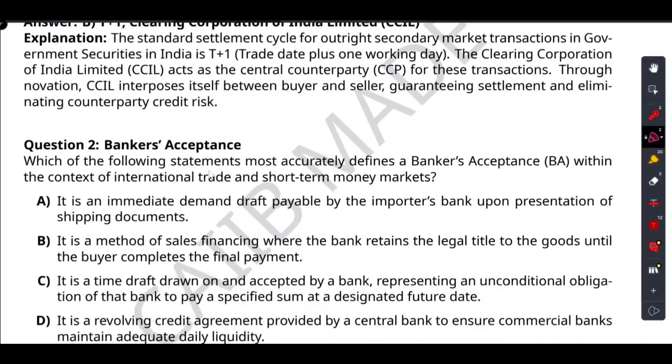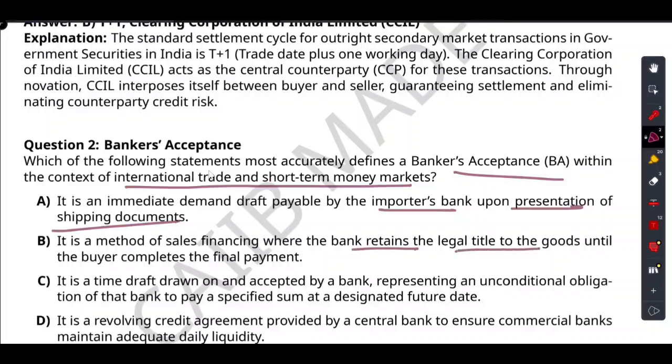Which of the following statements most accurately defines a banker's acceptance within the context of international trade and the short-term money market? Option A: it is an immediate demand draft payable by the importer's bank upon presentation of the shipping documents. Option B: it is a method of self-financing where the bank retains the legal title to the goods until the buyer completes the final payment.